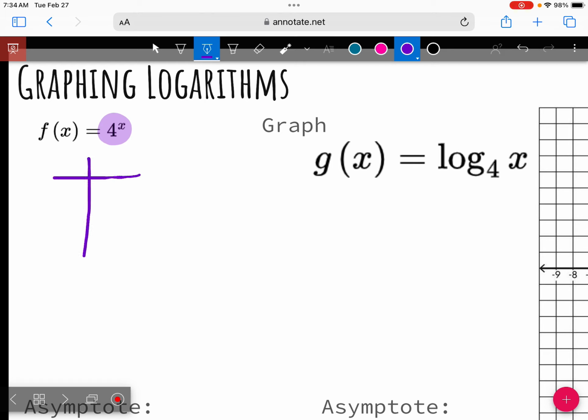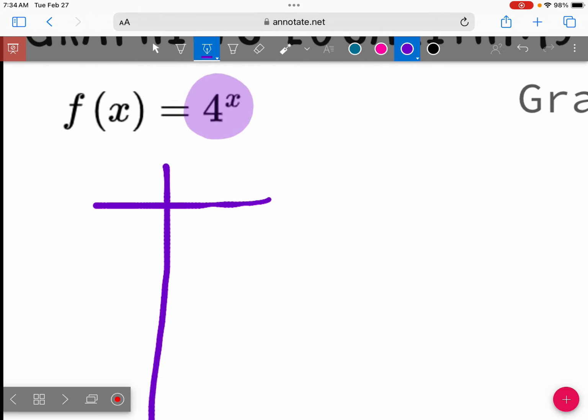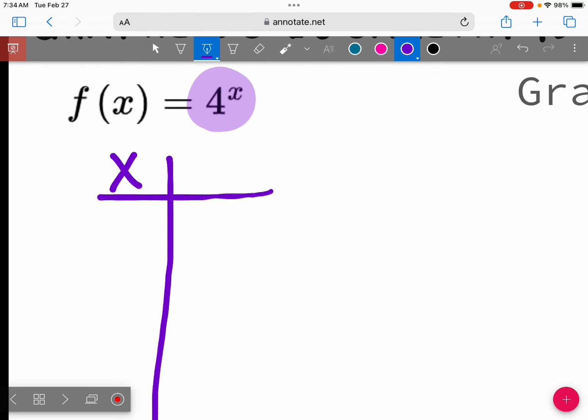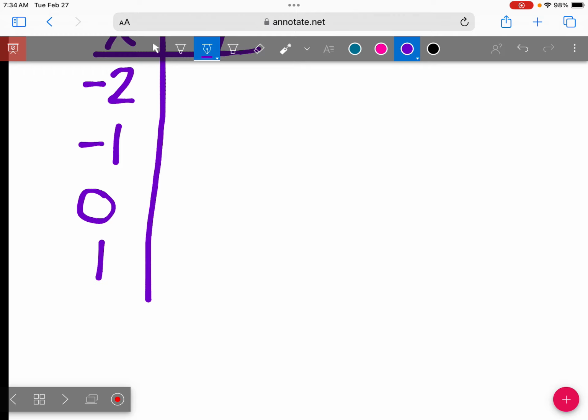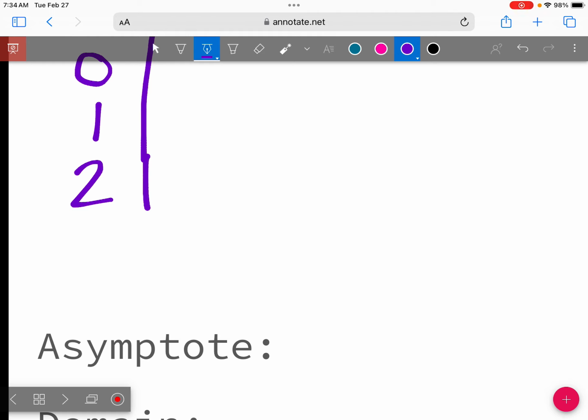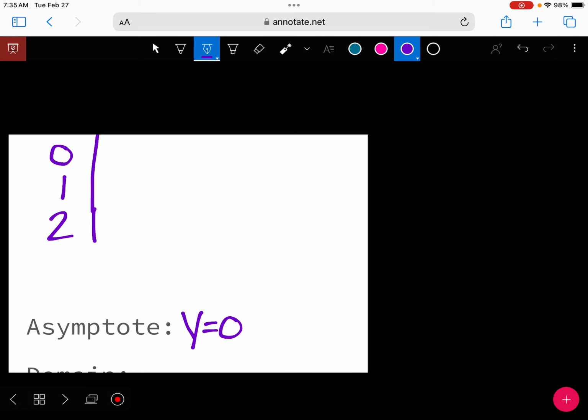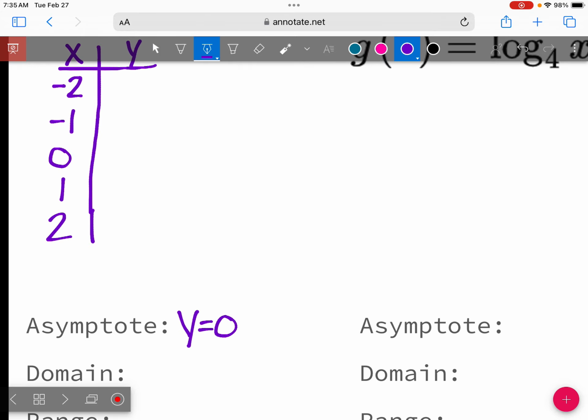So when we look at 4 to the x, we use the x's that we pick to find our y values. And we use those x values from -2, -1, 0, 1, and 2. It's going to have an asymptote where y equals 0 for this parent function. That part is always the same for the exponentials, every single time.